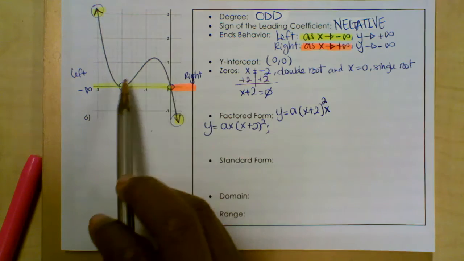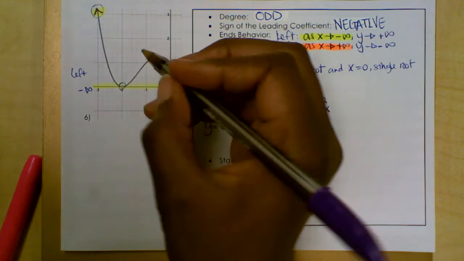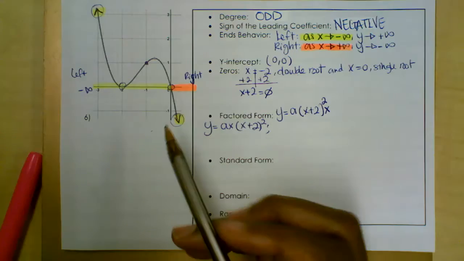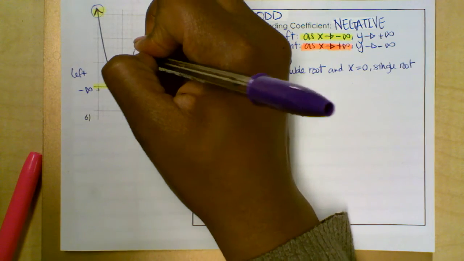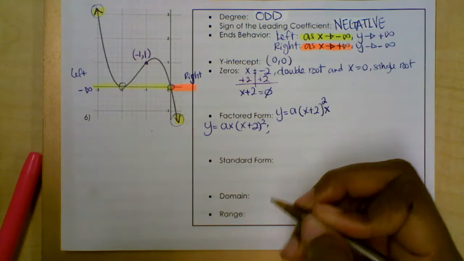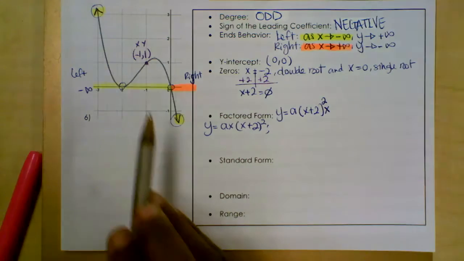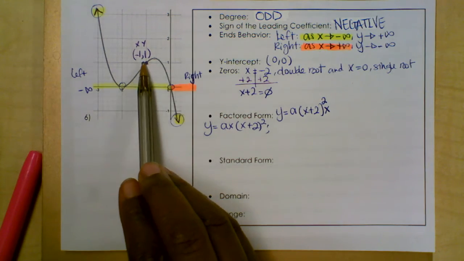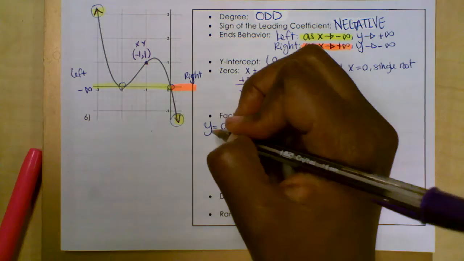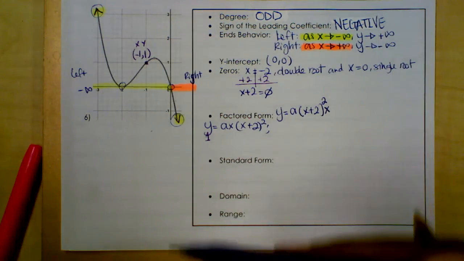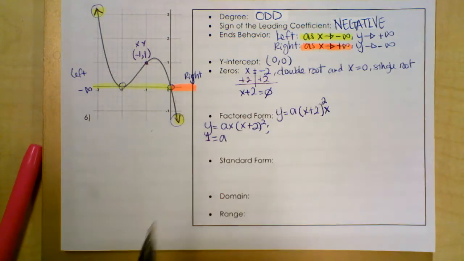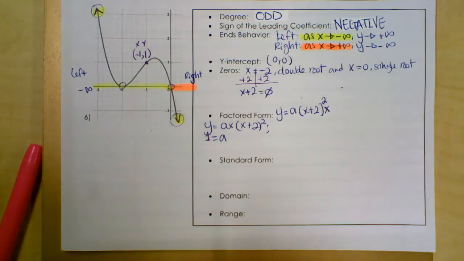So I'm not going to use this point right here, but I'm going to use this point right here. And this point is its ordered pair is (-1, 1), which means I'm going to replace the x with -1 and the y with +1. So wherever I see y, I'm going to put +1, okay? And I'm going to leave the a alone.